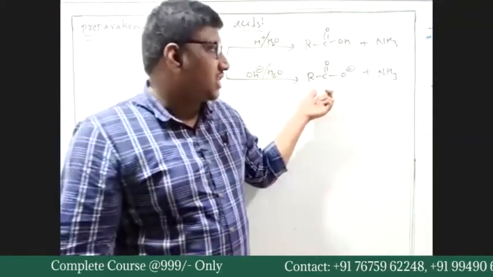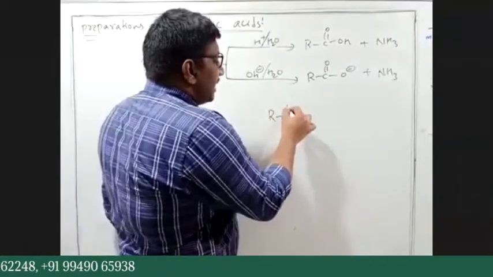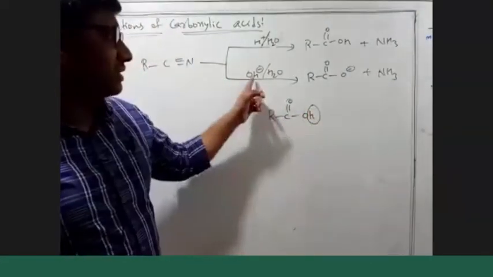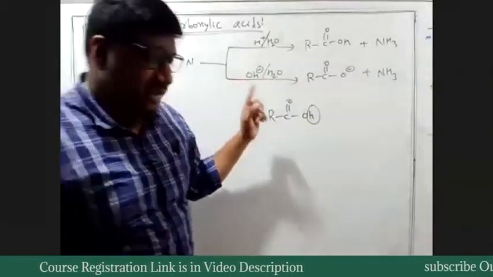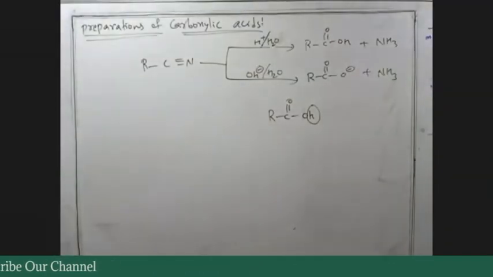The only change is in basic hydrolysis, you will get RC=OH, but this hydrogen is again picked up by the base. So that is why we get a carboxylate ion.